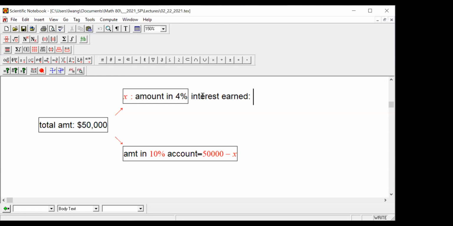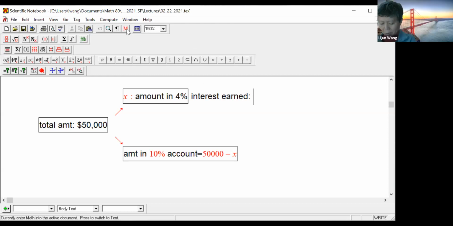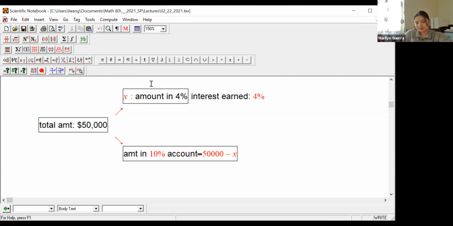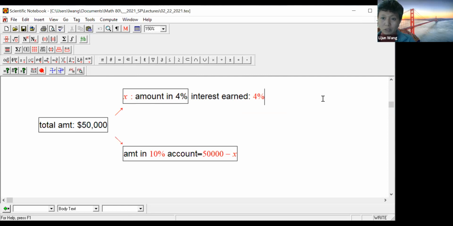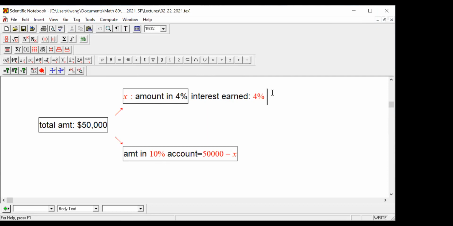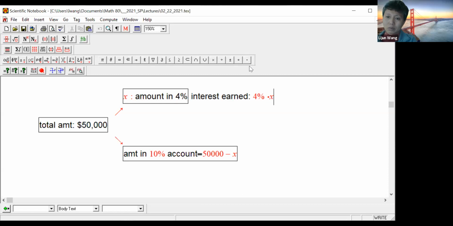It's 4%, but how do you find the actual amount of interest? It's not the 3,200. The 3,200 is the total interest earned. So you're going to earn some interest from the 4% account, and also some interest from the 10% account. How do you calculate the interest amount? You take the interest rate, multiply by the invested amount, the principal.